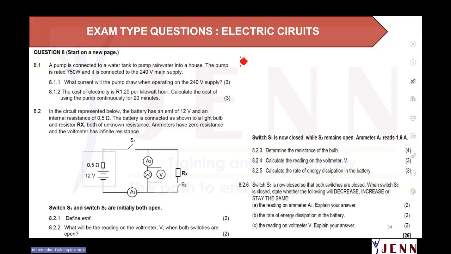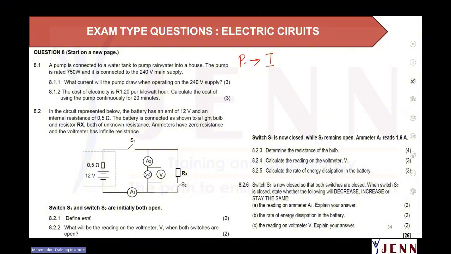Whenever we are given power, most of the time we are able to get current. Power speaks to current. Whenever they're telling you that the bulb operates at the power of, they are actually telling you the current that's flowing in that bulb. I hope you will remember that.